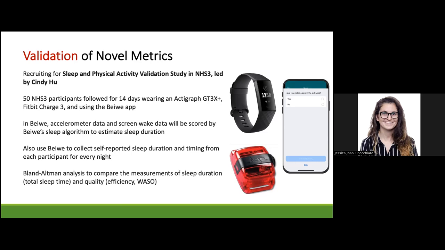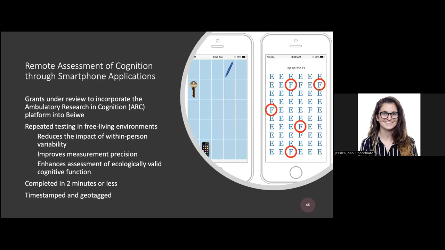So there's lots of different metrics there. That's one of our doctoral students leading that validation study. And then I have a grant under review now to do cognitive testing on the app. So embedding very short cognitive tests into the app, so they take like 3 minutes, 2 minutes.